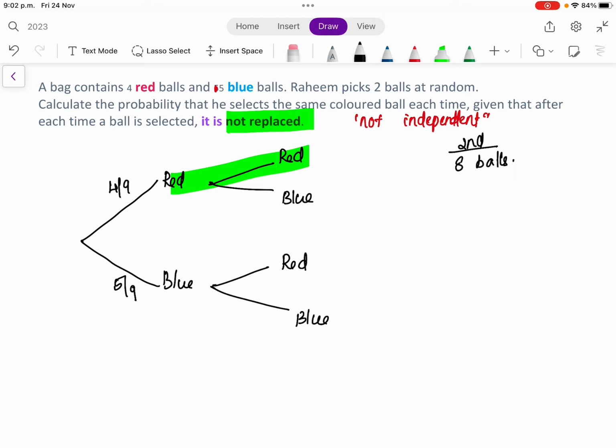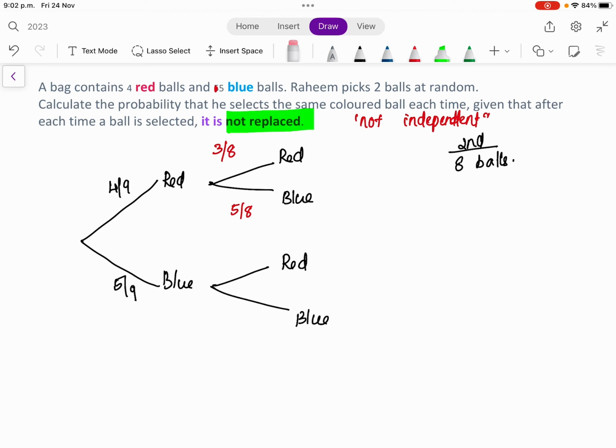In the first case, which I have highlighted, we have already picked the red ball. So the number of red balls in the bag is 3. So it is 3 over 8. And for the second branch here, sorry, let me just highlight. For the second branch here, you already picked a red ball, so the number of blue balls has not changed. So it is again 5 over 8.